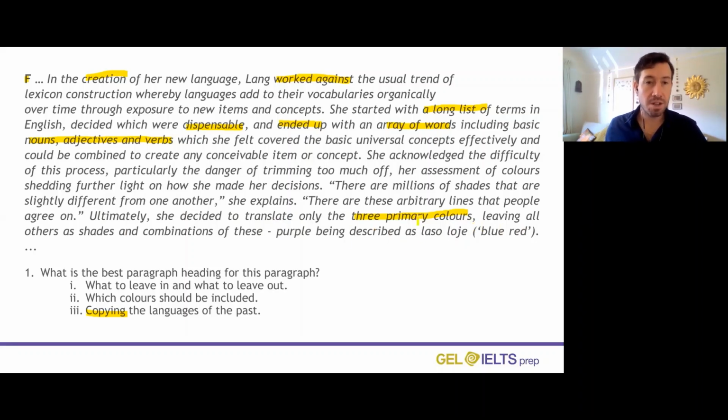So here it's talked about colors. So you might think, okay, it's about which colors should be included. But that's just the last sentence, okay? If you remember in this beginning bit, it talks about which words were dispensable and all the words, the nouns, the adjectives, the verbs that she decided to include. So the colors was just an example of some of the words she decided to include and some that she decided to leave out. So actually the whole paragraph is talking about what words to leave in and what to leave out. So the correct answer in this situation would be I.